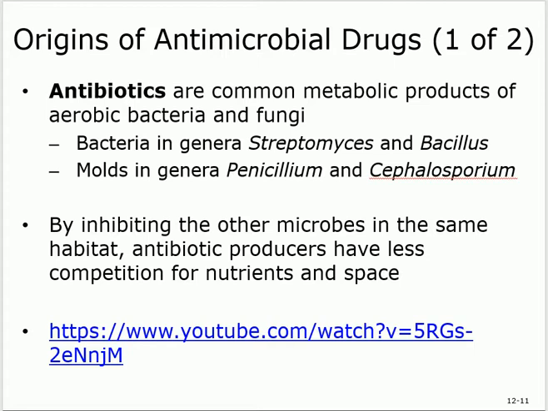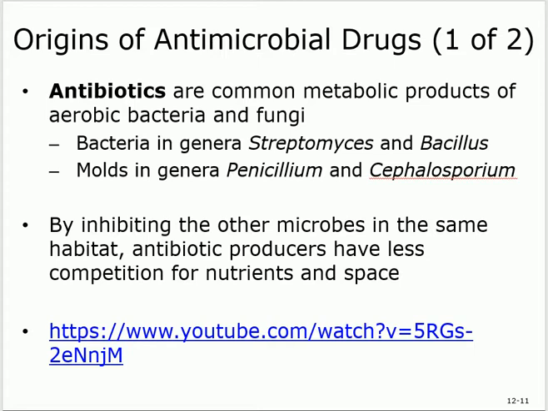So I want you to remember these examples with the antibiotics that come from them. Okay, you need to remember this. Bacteria like Streptomyces and Bacillus. What's the antibiotic? You will see the names. I'm not telling you to remember it right now, but you have to remember it at the end. Streptomyces and Bacillus are bacteria. The antibiotics are streptomycin and bacitracin.